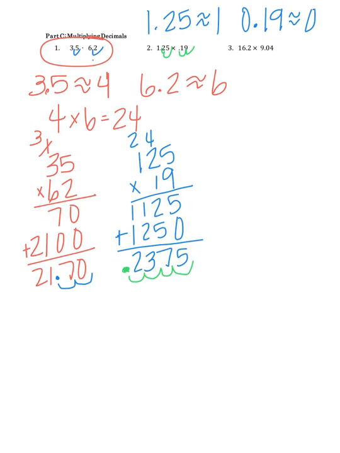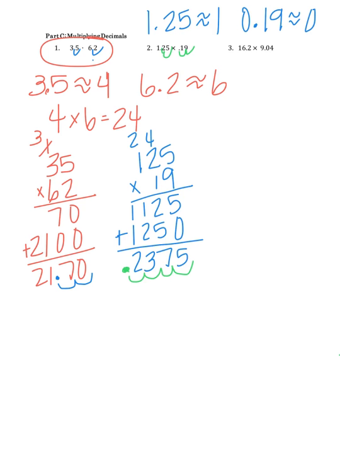Our final answer is 2,375 ten thousandths, which is a decimal close to 0. Finally, for number 3, we have 16 and 2/10 times 9 and 4/100.